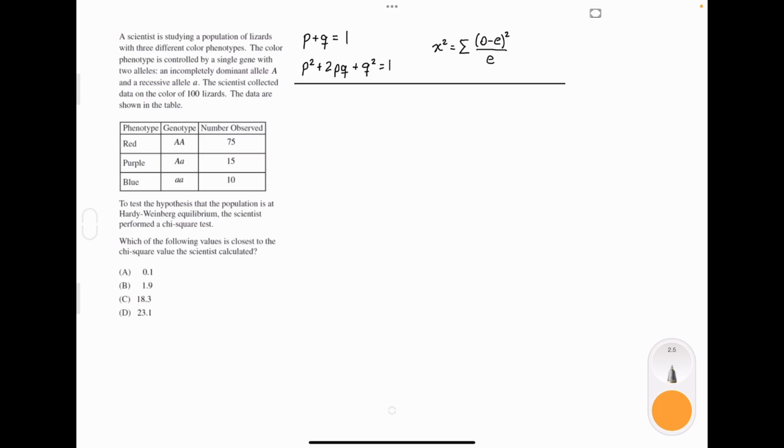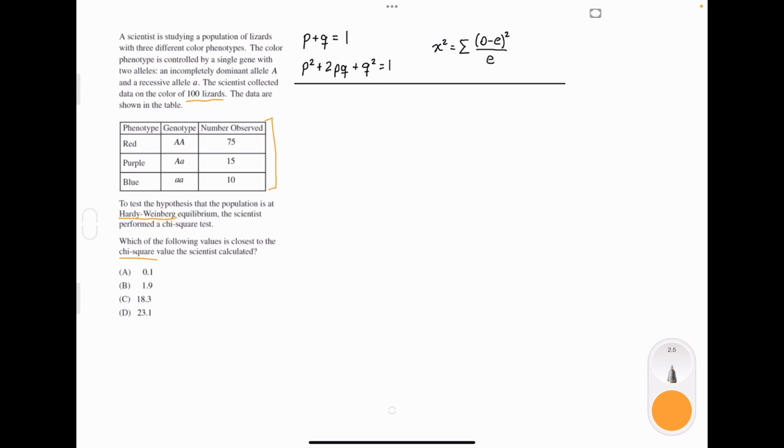Here we have a problem that incorporates both Hardy-Weinberg equilibrium along with completing a chi-square analysis. In this experiment, we can see that we have scientists that have collected data on 100 lizards, and they've given us the number that they've observed for each of these three phenotypes of the 100 lizards in this population.